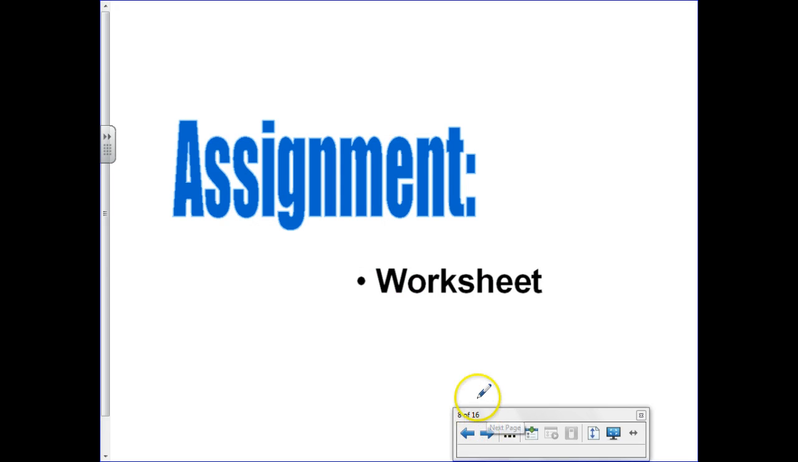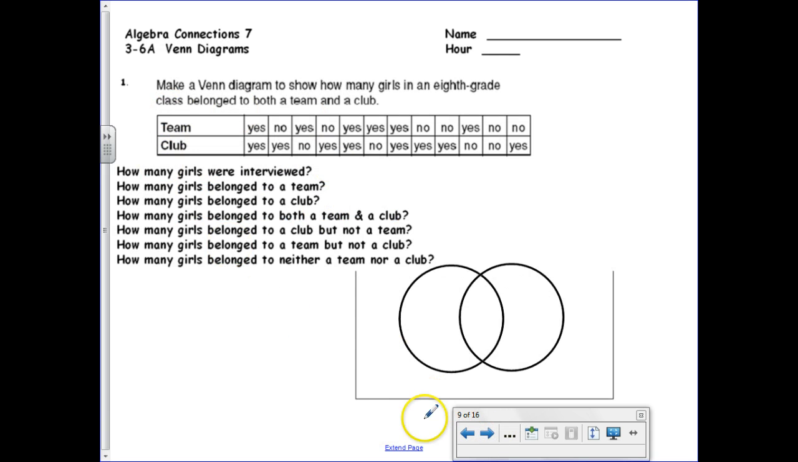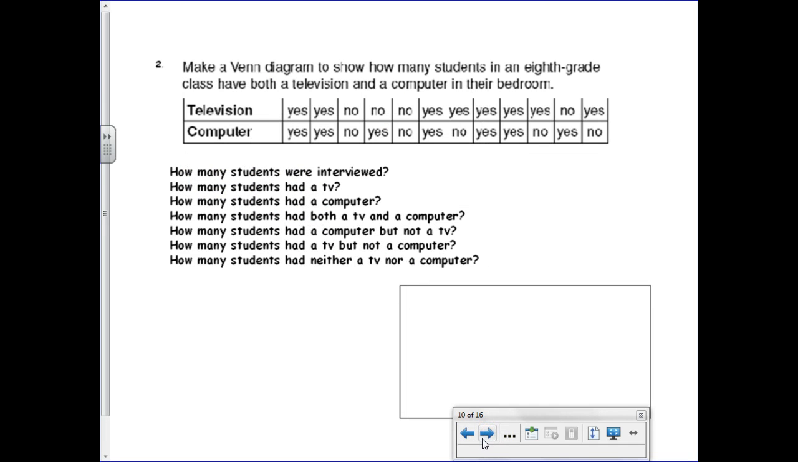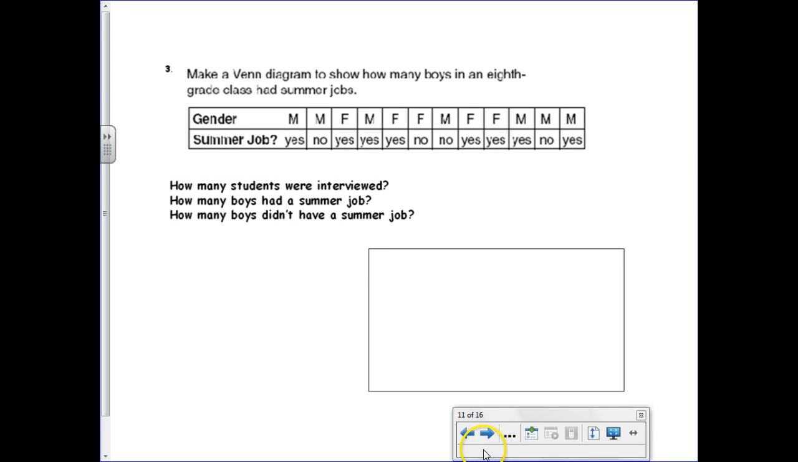All right, so your assignment today is now to transfer this information onto a worksheet. I have these worksheets already pre-printed in class, but you'll notice when you get to the Google Classroom, it's already posted there too. If you prefer and you want to get started and you want to print off the worksheet yourself, feel free to do that. On the front side, there are a couple of questions. This is kind of a survey talking about team, how many girls are in a team and or a club. The second one has to do with students and whether they have a television or computer in their room. And the third question has to do with students and a summer job.